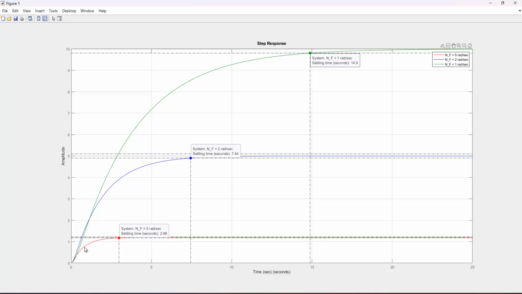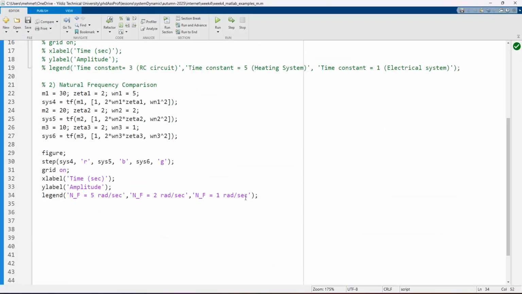And just see that we have different amplitude values in here, just like this one. Which means that we have different gain values or steady state values based on this information. But we will talk about it later.